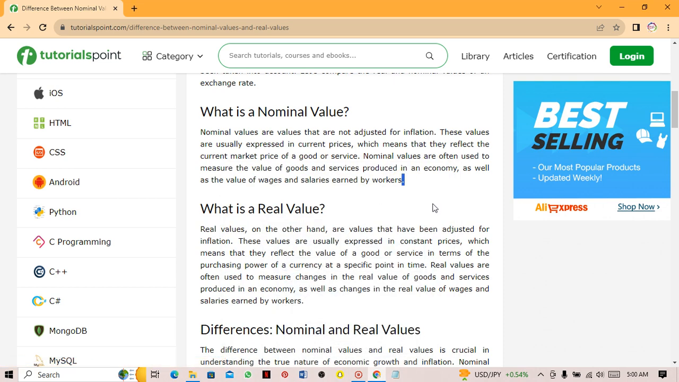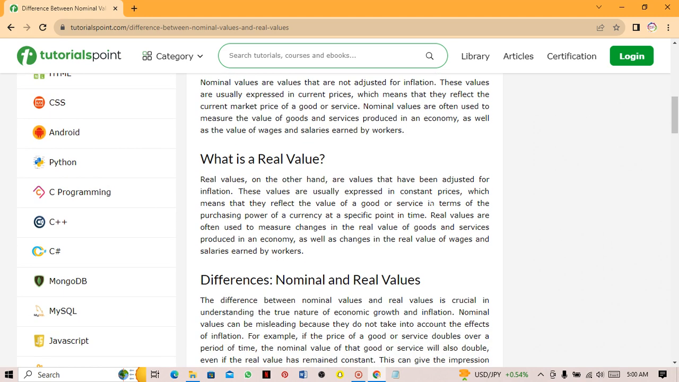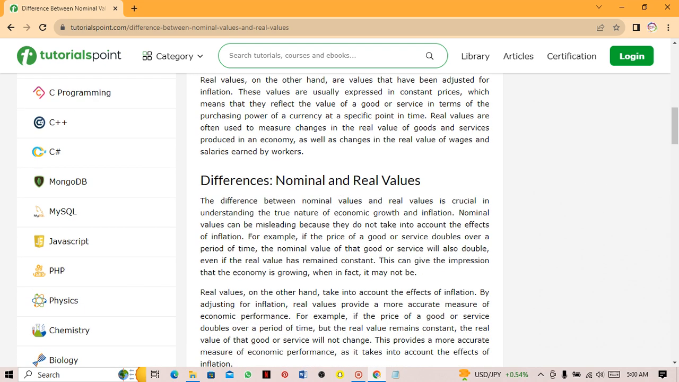What is nominal value? Nominal values are values that are not adjusted for inflation. These values are usually expressed in current prices, which means that they reflect the current market price of a good or service. Nominal values are often used to measure the value of goods and services produced in an economy, as well as the value of wages and salaries earned by workers.